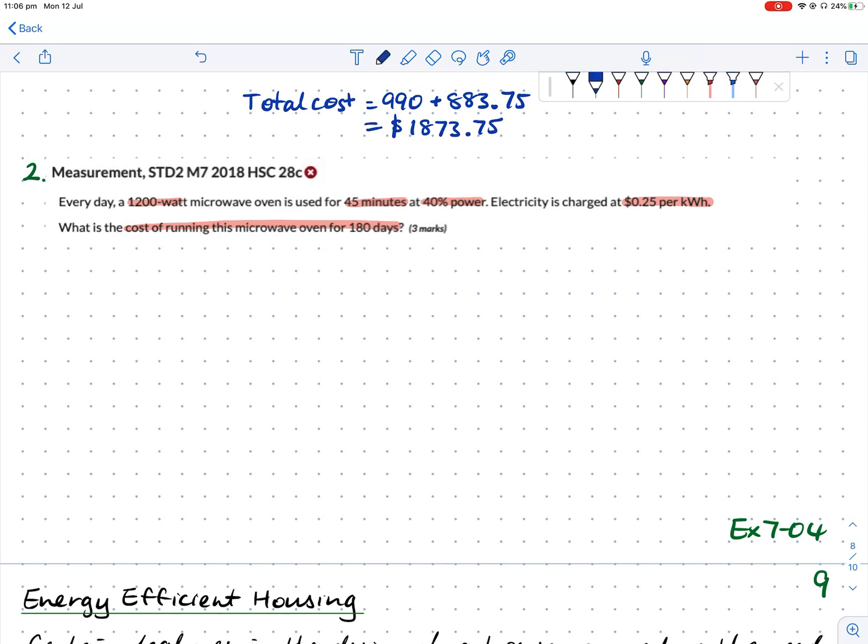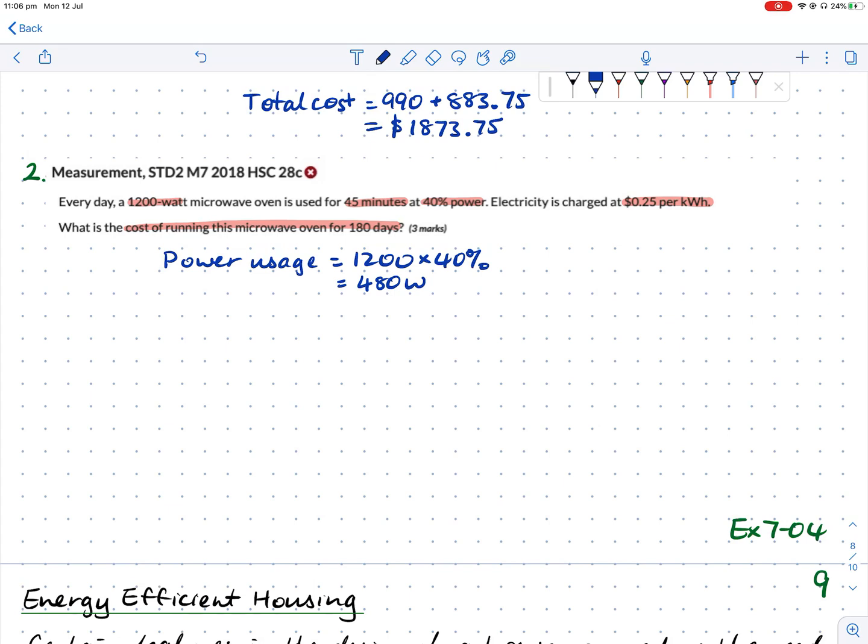What this means is if we're using it at 40% power, then the power usage is 1200 times 40%. So we're not using the full 1200, we're using 40% of that. When we work that out, it's 480 watts. So we're using 480 watts each day.